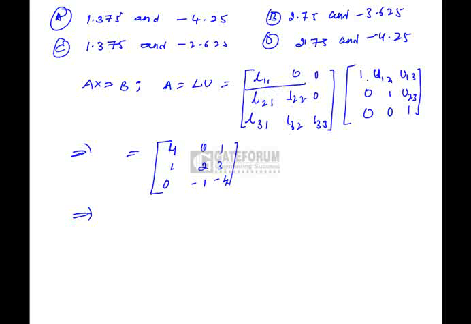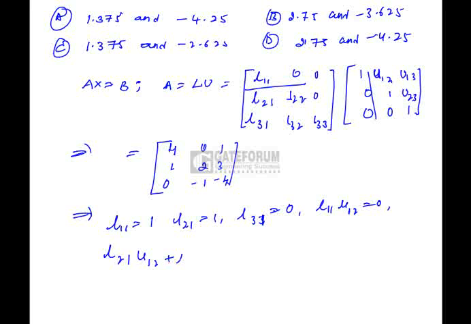So, if I consider the first row and first column, the value of L11 will be 4. Then the value of L21 will be 1. Similarly, L31 will be 0. And also L11 U12 equals 0. And L21 U12 plus L22 will be equal to 2. L22 is equal to 2, since the value of U12 is nothing but 0. Now, this is nothing but just multiplying and simplification.